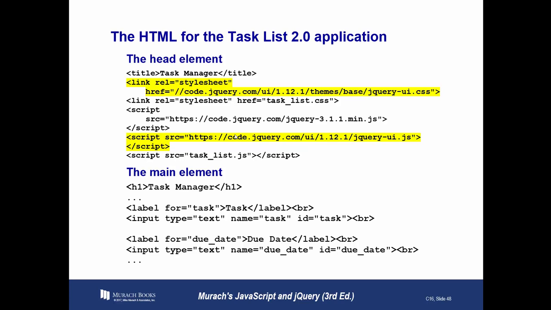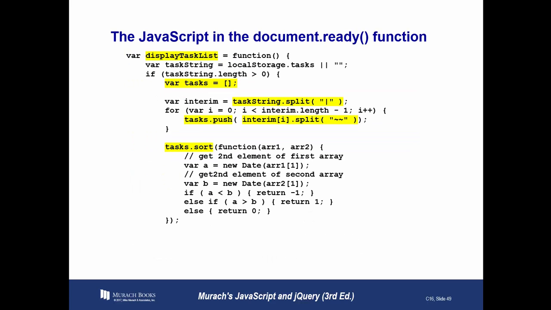The tasks are stored in local storage in a single string. The text and due date are separated by tildes, which is the little squiggly thing, while the tasks themselves are separated by pipes, which are what you use for the OR operator. The JavaScript is shown on page 491. The ready function isn't shown, so most of it could be shown on the same page.